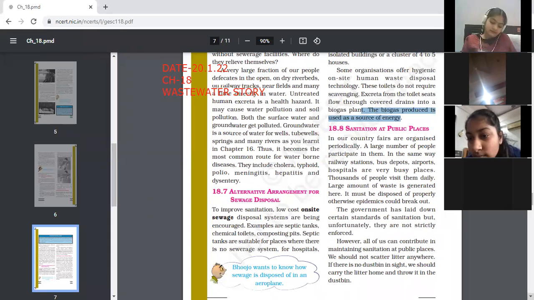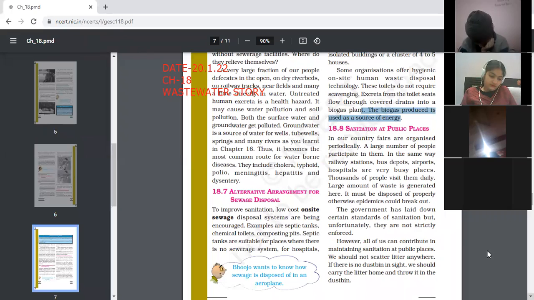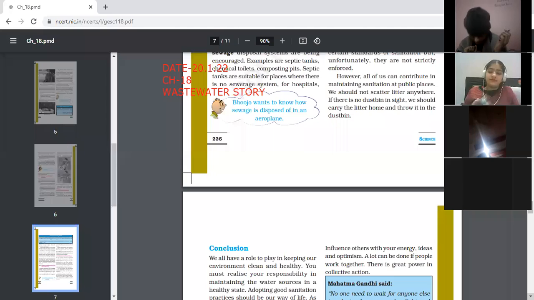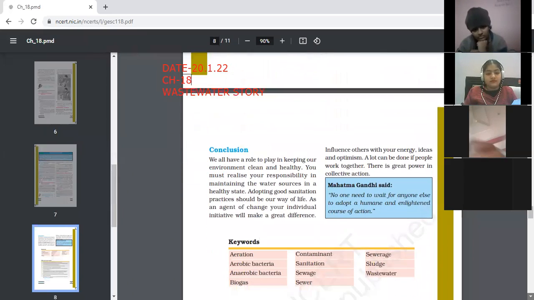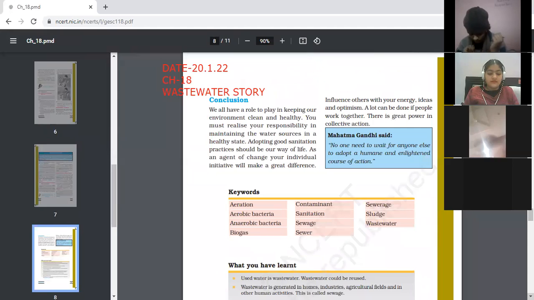Okay. So the government is doing much of the work for it. It has laid down so many things, but they are not strictly followed. So we need to take care of all those things. Okay, read the last paragraph also. However, all of us can contribute in maintaining sanitation at public places. We should not scatter litter anywhere. If there is no dustbin inside, we should carry the litter home and throw it there. So children, these are a few of the precautions you should keep in mind when we are at public places.